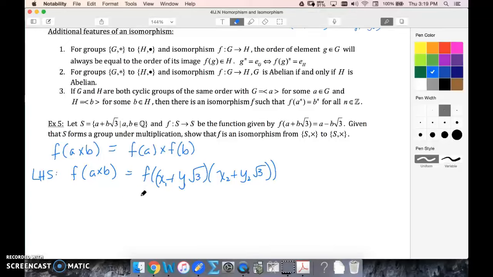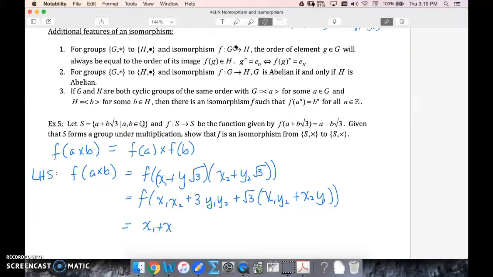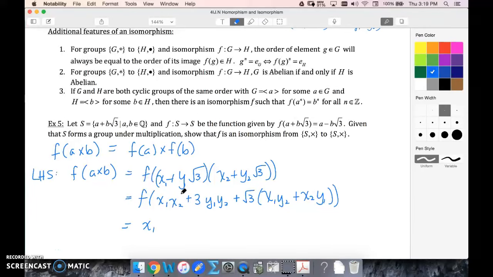All right, so we need to evaluate this multiplication. That's going to give us x1 x2 plus 3 y1 y2 plus root 3 times the quantity x1 y2 plus x2 y1. All right, so now I need to do f of this. Doing f of this means I'm going to end up with my output of x1 x2 plus 3 y1 y2 minus root 3 times the quantity x1 y2 plus x2 y1. All right, so now I need to do the right-hand side and hopefully get the same thing.